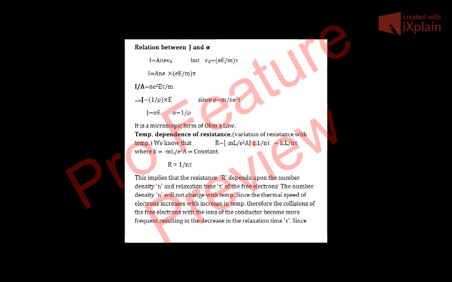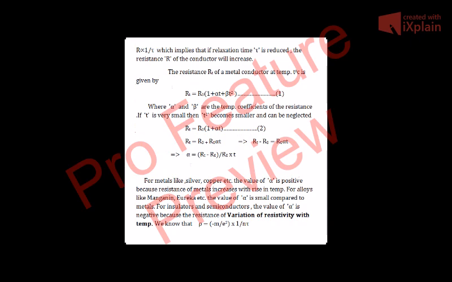Since R is proportional to 1 upon tau, if the relaxation time decreases, it means the resistance of the conductor will increase, because R is inversely proportional to tau. A reduction in relaxation time means an increase in the resistance of a conductor. So we see that the resistance of a conductor increases if we increase the temperature.